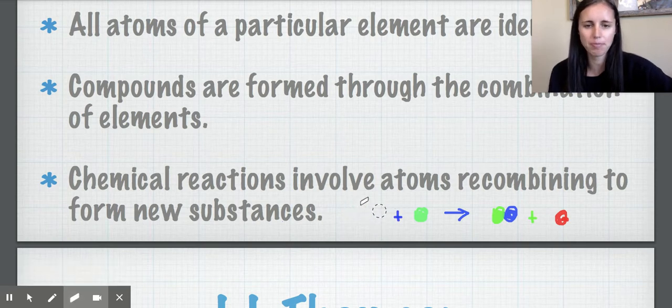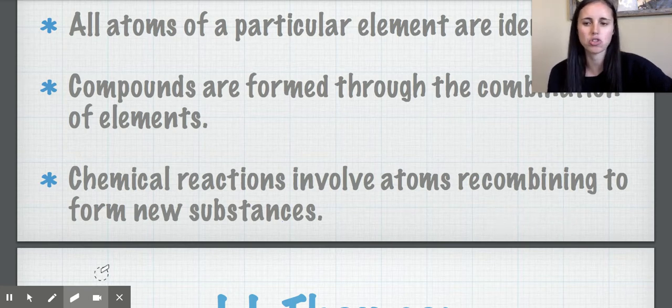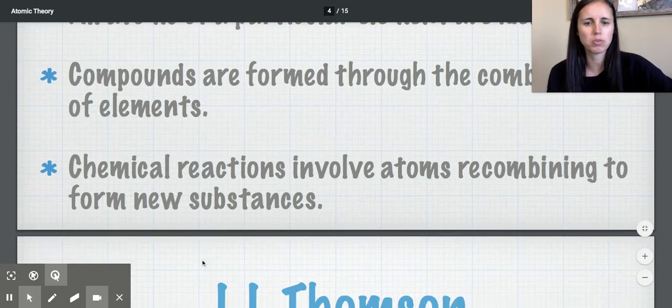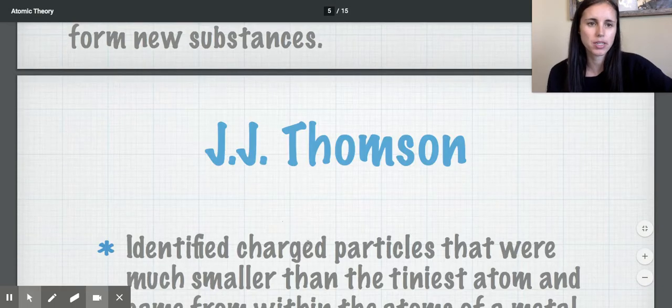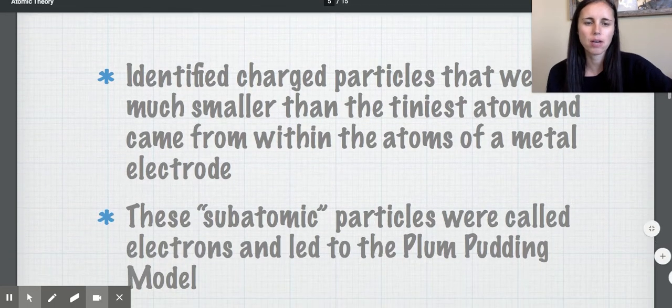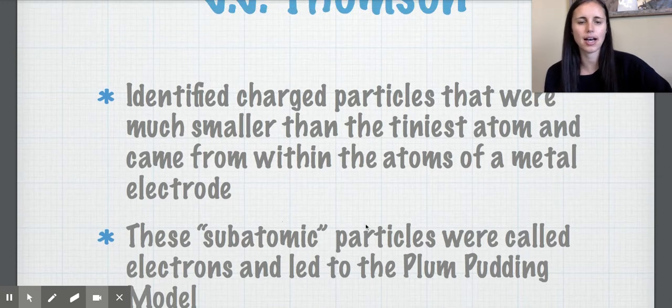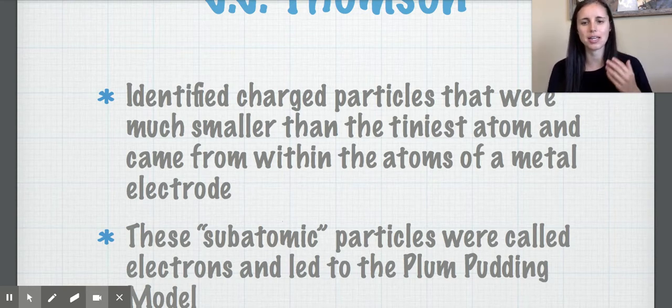So his 5 points actually held up pretty well, and his 5 points actually helped to explain a lot of different parts of chemistry today, but there were a few problems with it. So we had J.J. Thomson come around next. J.J. Thomson studied the tiniest atom that came from the inside of a metal electrode. He thought he was studying an atom. He actually wasn't. He was studying an electrode, and he noticed this tiny little thing in the electrode that was actually smaller than an atom.